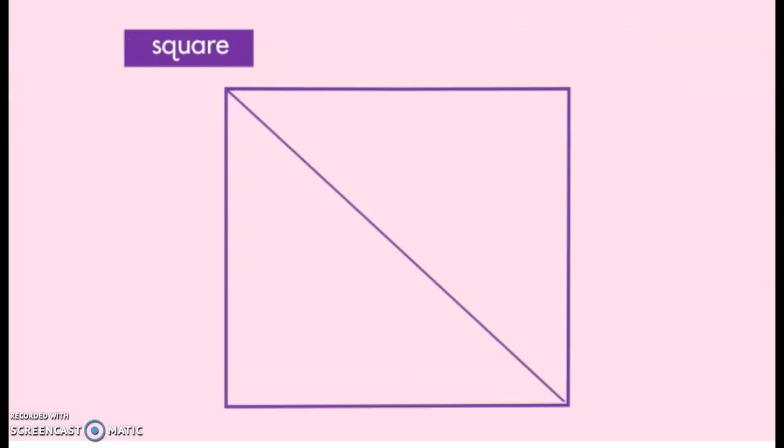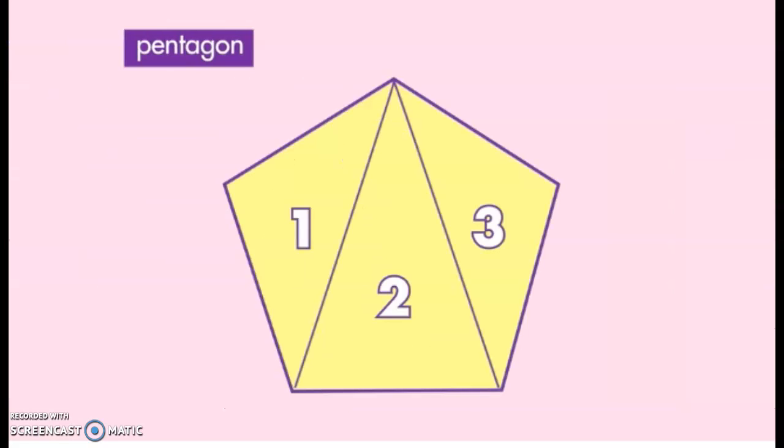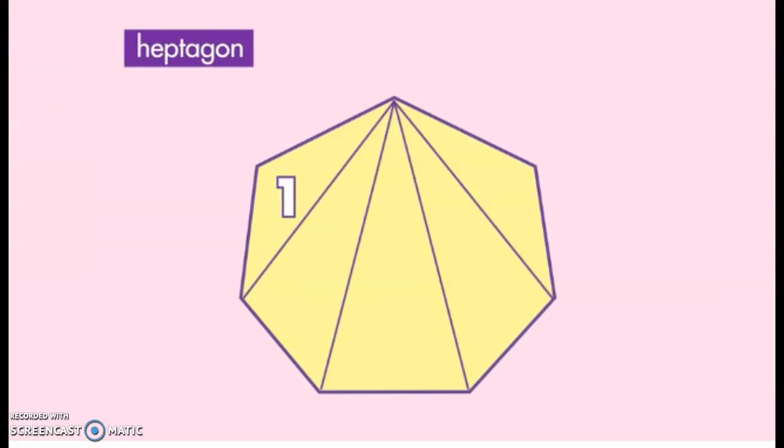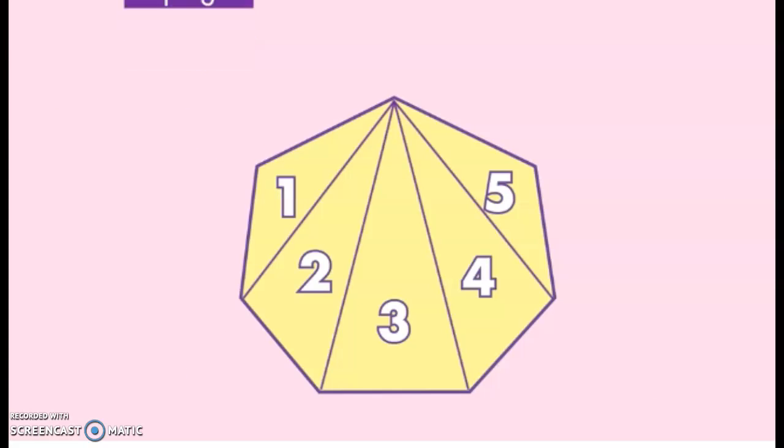When you draw diagonals in other shapes, you can see a pattern form. A square has 2 triangles. A pentagon has 3 triangles. A hexagon has 4 triangles. A heptagon has 5 triangles.